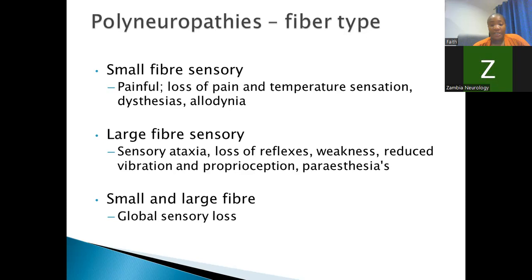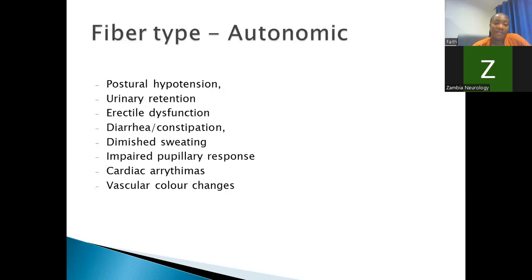This further highlights the polyneuropathy classification based on the fiber type: small fiber, large fiber, and then sometimes you can have a combination of small and large fiber involvement, and then you have global sensory loss as opposed to this isolated pattern of sensory loss based on the fiber type.